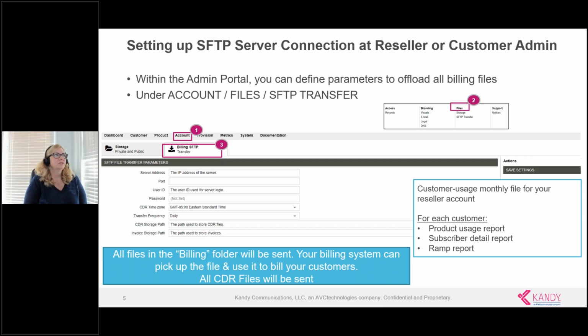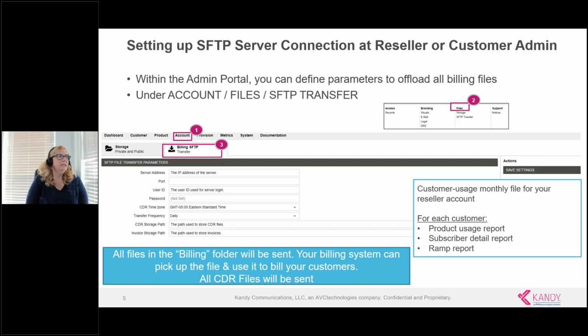So within the admin portal, first of all, you have to have a login and rights and privileges to this. So you start up at account, and then you click over into files. And then there is a tab called Billing SFTP. This is how you can set up to where every month these files will get loaded into a server location at your offices or within your network that you can control.